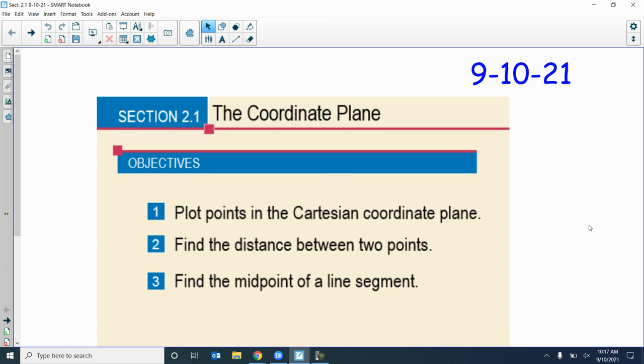Cartesian coordinate, you know what that is. Just graphing ordered pairs. Distance between two points and midpoint of the line segment. Basically, we're going through that. But then there's a couple little more challenging problems to deal with as well.